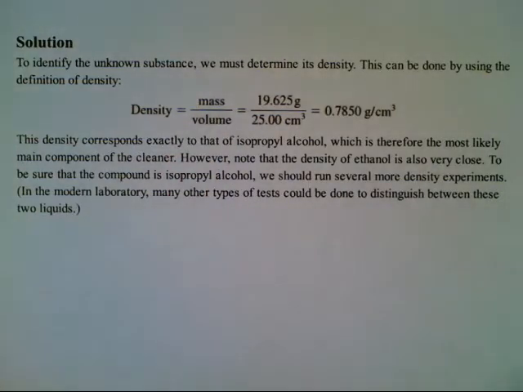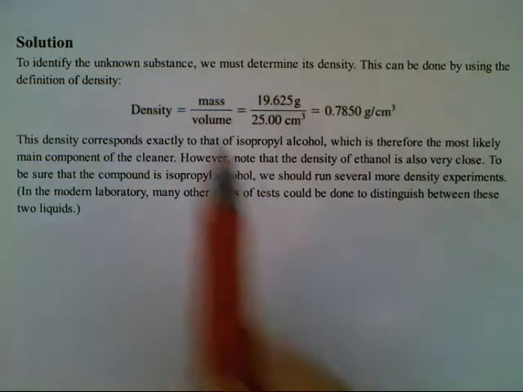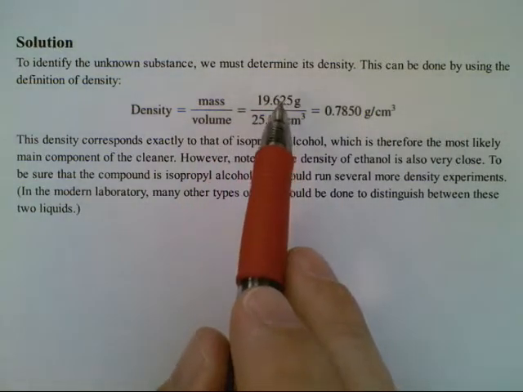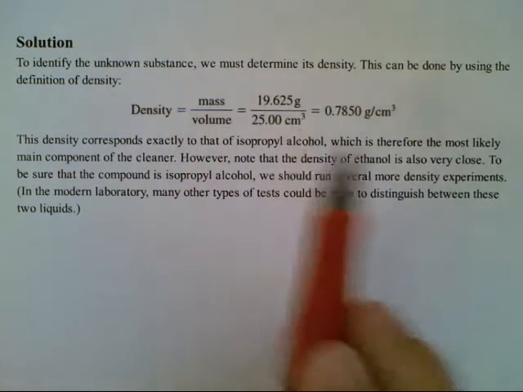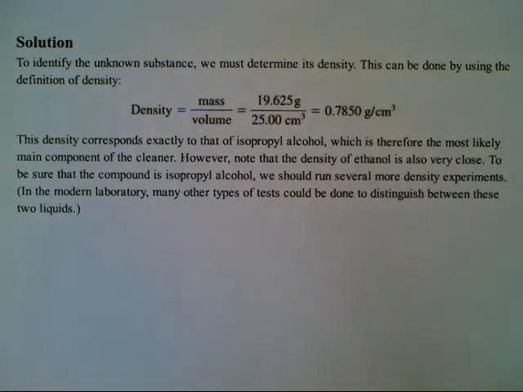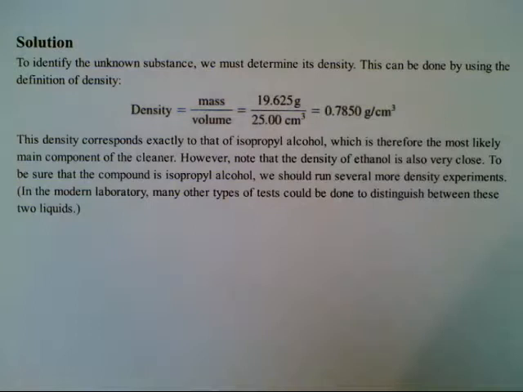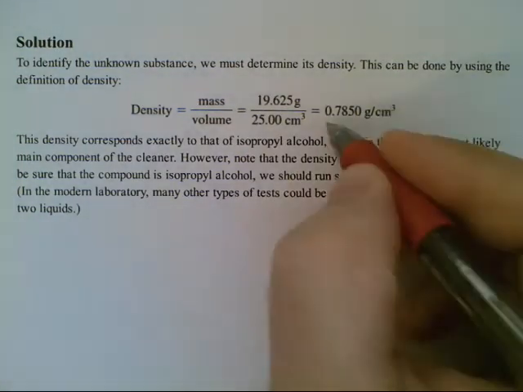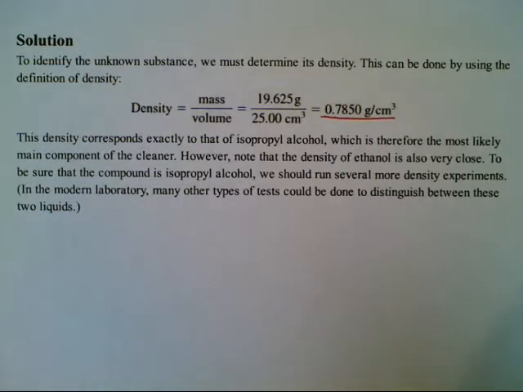Well, the question actually gave us a mass and a volume. And so if we appropriately plug those into this equation, density equals mass over volume, we have grams divided by cubic centimeters. That is a perfectly acceptable unit for density. And so all we have to do is carry out the division. And so we generate a density that is 0.7850 grams per cubic centimeter.